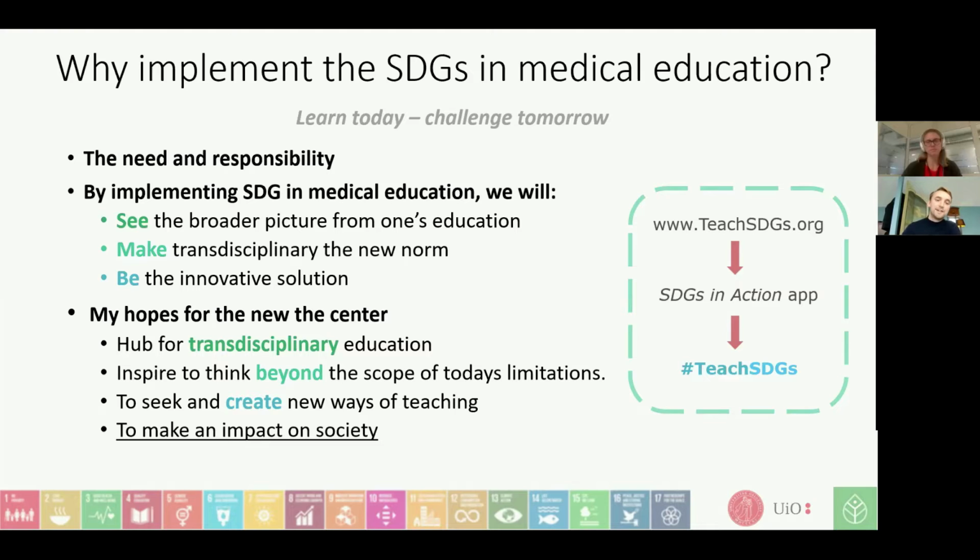And as a student, I also have some hopes for the new center. I want it to be a hub for interdisciplinary and transdisciplinary education, and to understand that solutions to these huge challenges lie in between the professions, and to help create new ways of teaching by having teachers and students working together. And what I think is the most important is to inspire students and help them see how their profession can have an impact beyond the scope of today's limitations.